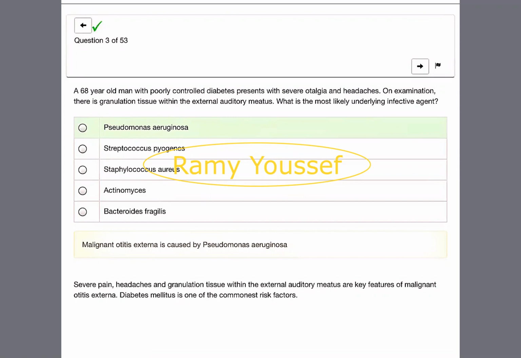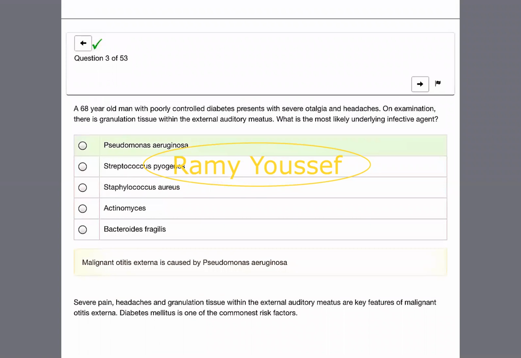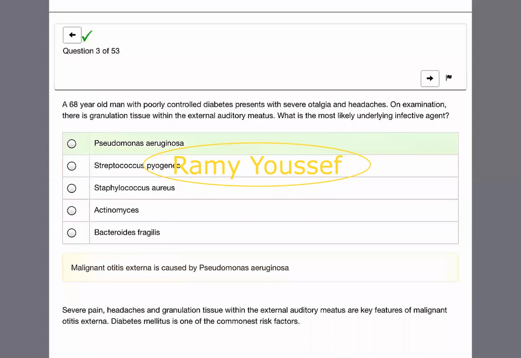Pseudomonas aeruginosa. And you will not find this organism again during our study except in this case. We have no other diseases or related questions associated with Pseudomonas aeruginosa except malignant otitis externa in an immunocompromised or diabetic patient with severe otalgia and headache. Okay.